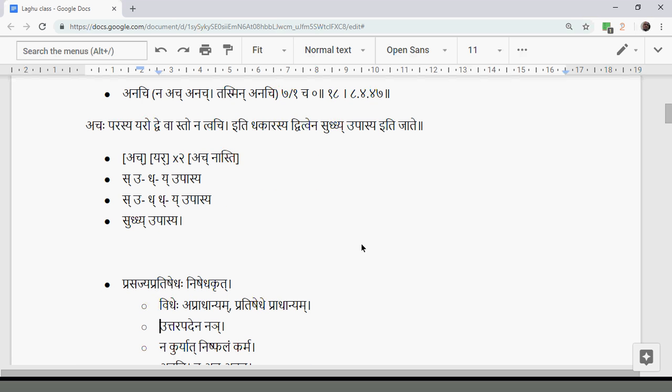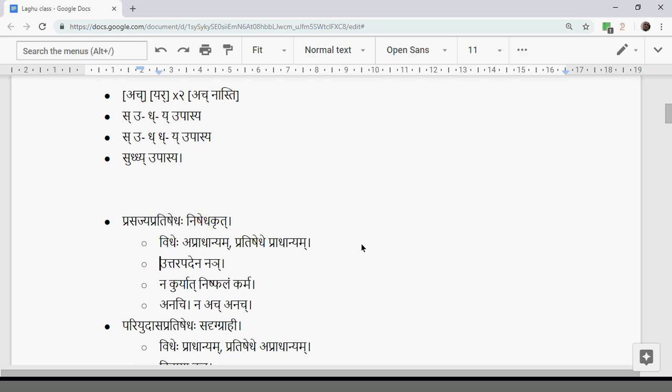Now, why is anachi being said? Here we look at the fact that there are two types of pratishedhas. In anachicha, nanj is a pratishedha. Nanj is saying there is a nishedha of something. What is that nishedha, pratishedha? Prasajya pratishedha and paryudasa pratishedha. There are two types of pratishedhas used in Vyakarana. This is Vyakarana Shastra specific.